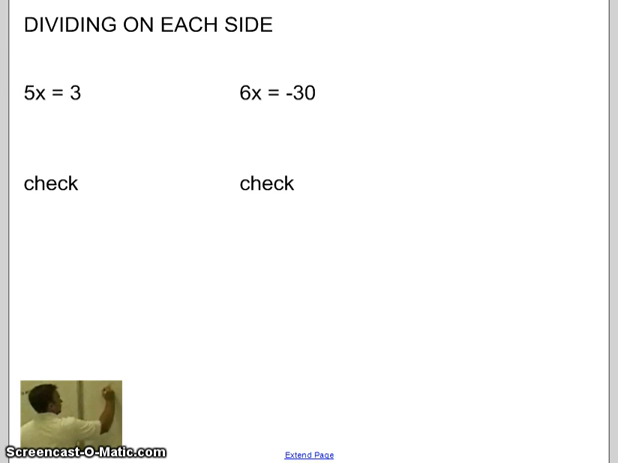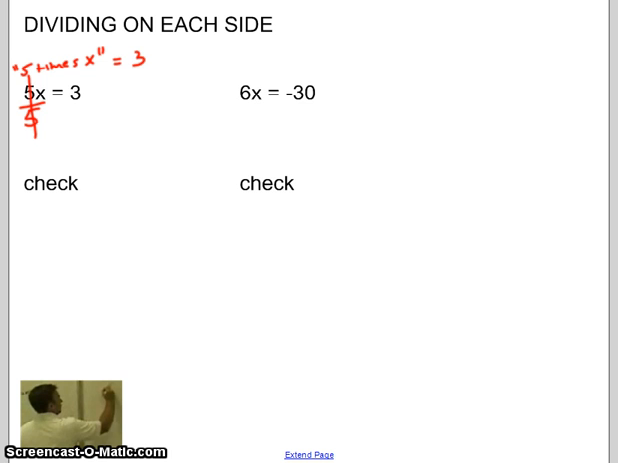The first problem here we have 5x equals 3. Well, that means 5 times x equals 3. So we have to get rid of this 5. Since it's multiplication, 5 times x, we're going to use division to get rid of it. We're going to use that inverse operation of division. So we're going to divide by 5 to get rid of the 5.